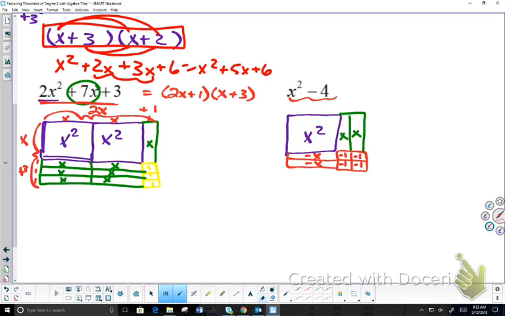Then once again, I'm interested in the length of my side. Well, this is x, and this would be minus 2. This is x plus 2. So the factors of x squared minus 4 would be x plus 2 and x minus 2. And once again, if you FOILed those out, you would get to this degree 2 polynomial.